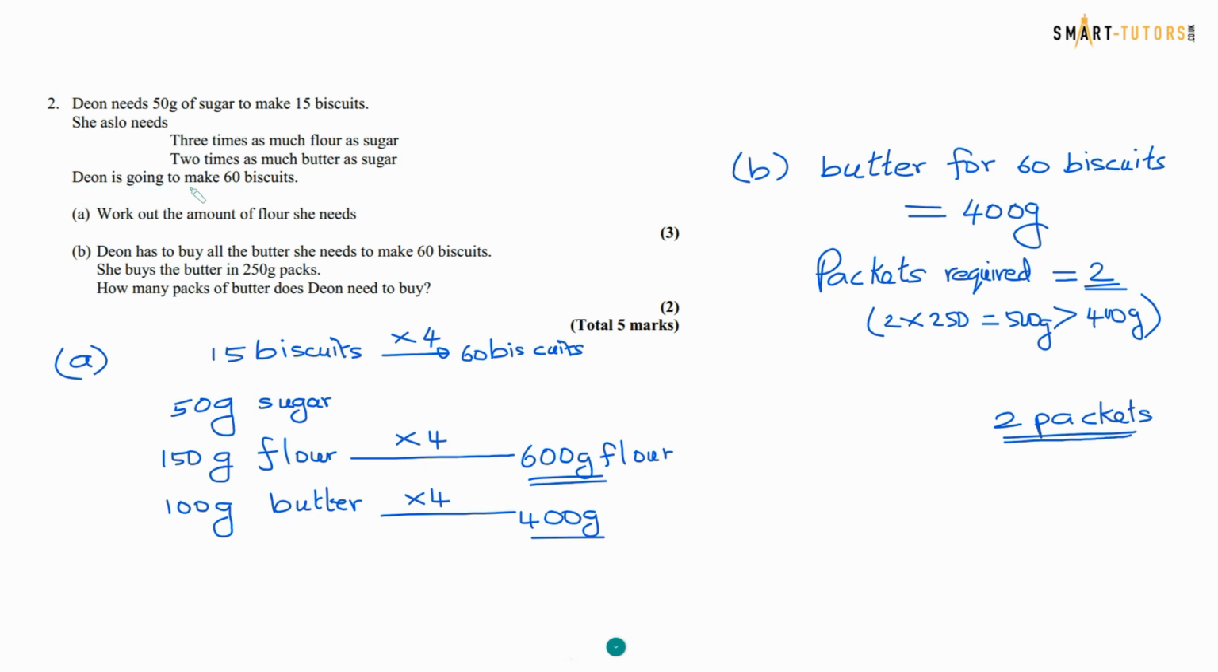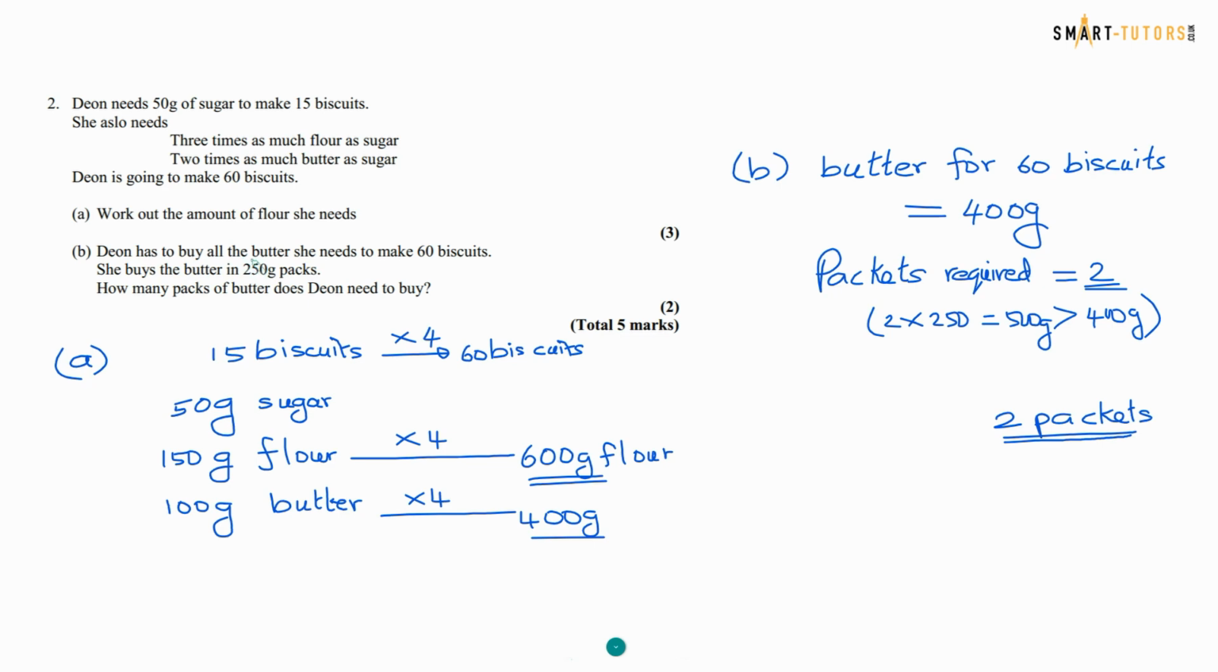Dion is going to be making 60 biscuits. So 60 biscuits, when the 15 biscuit recipe is given, means times 4. So every ingredient is going to be times by 4. So 150 grams of flour times 4 gives 600 grams. That is the first question's answer. Work out the amount of flour she needs: 600 grams.